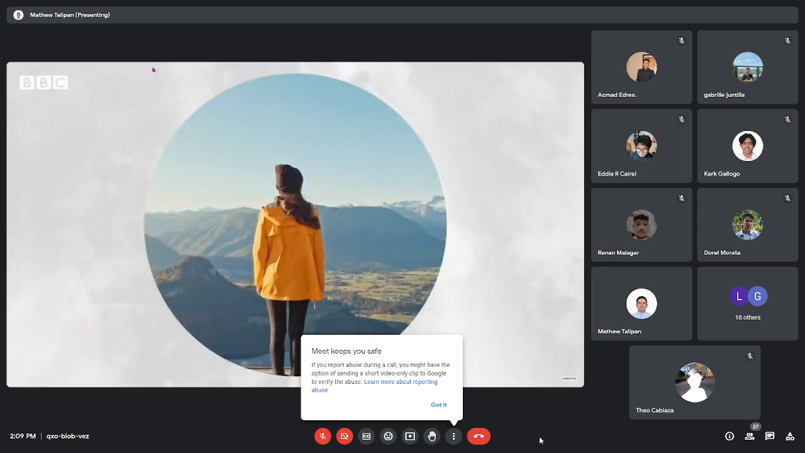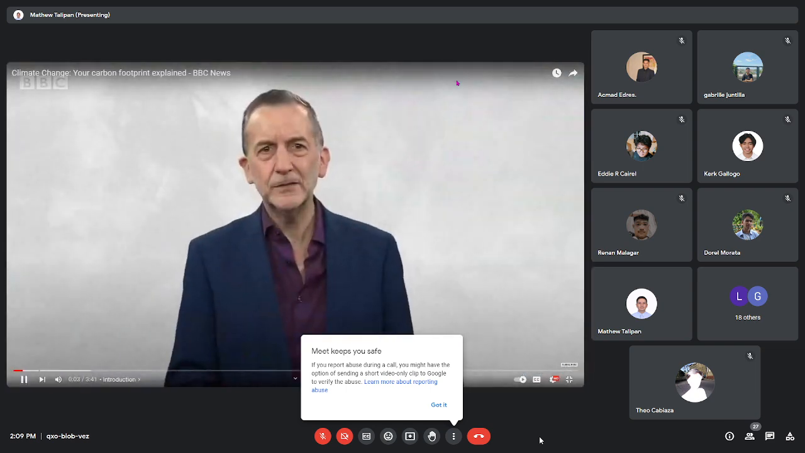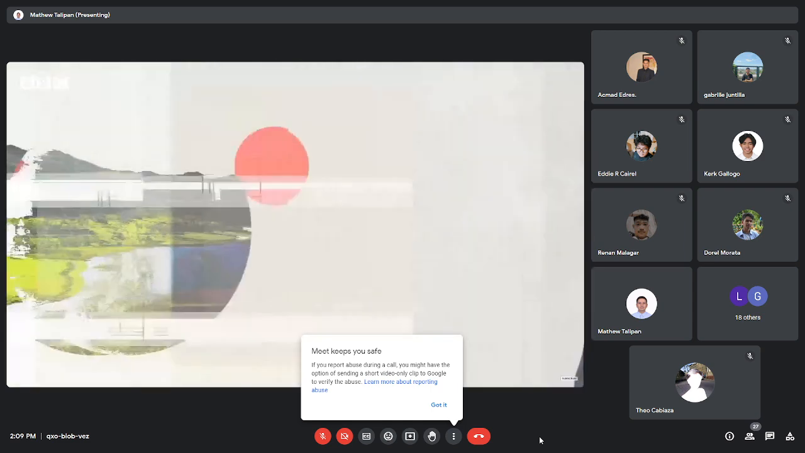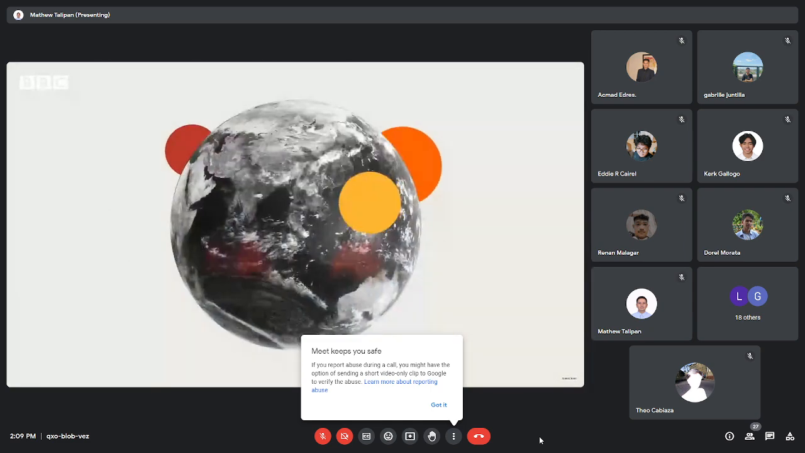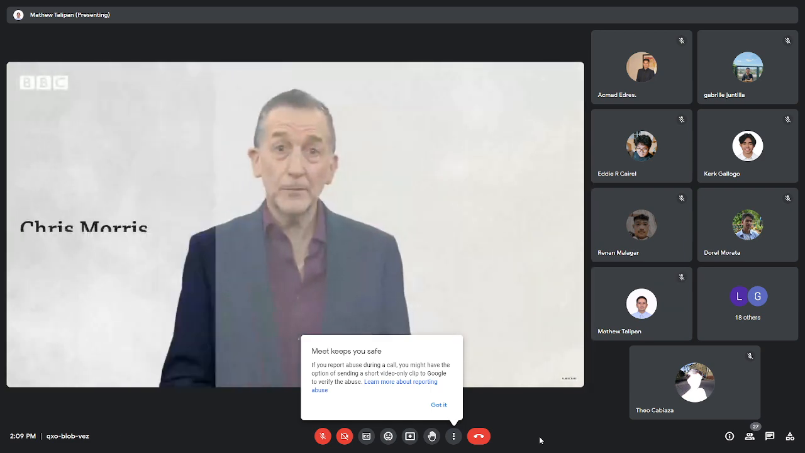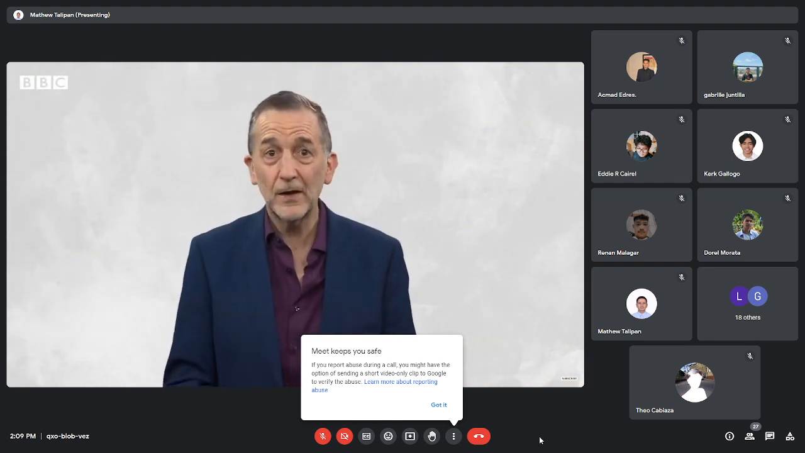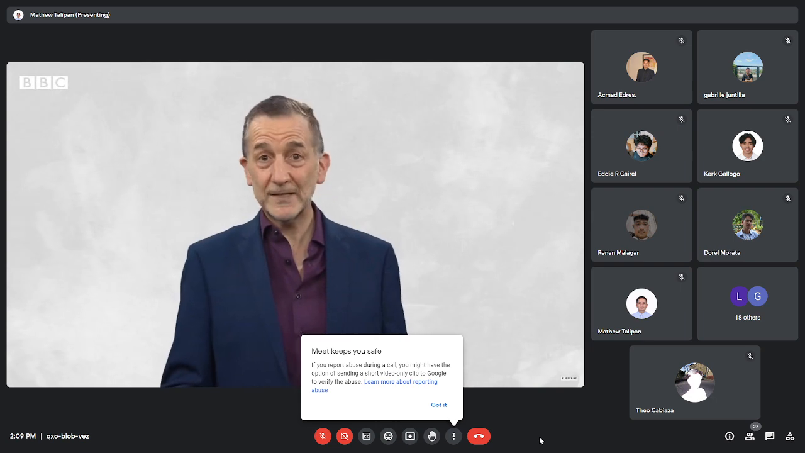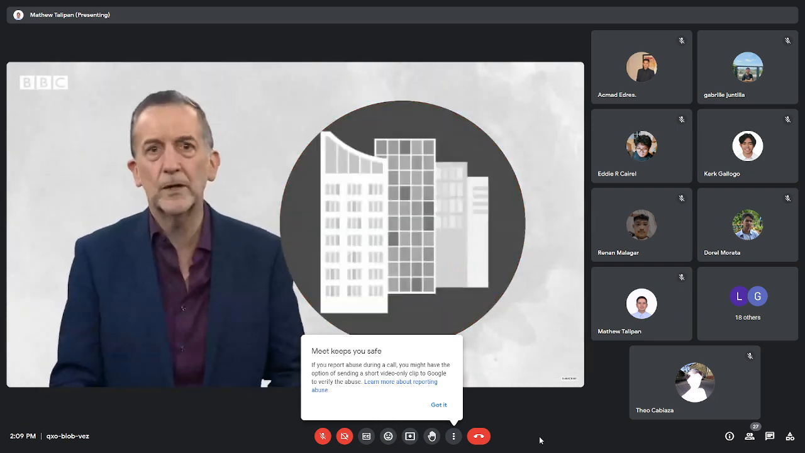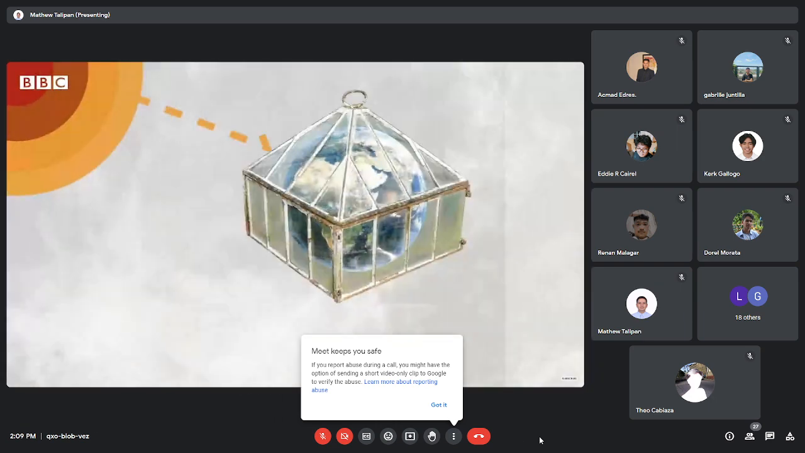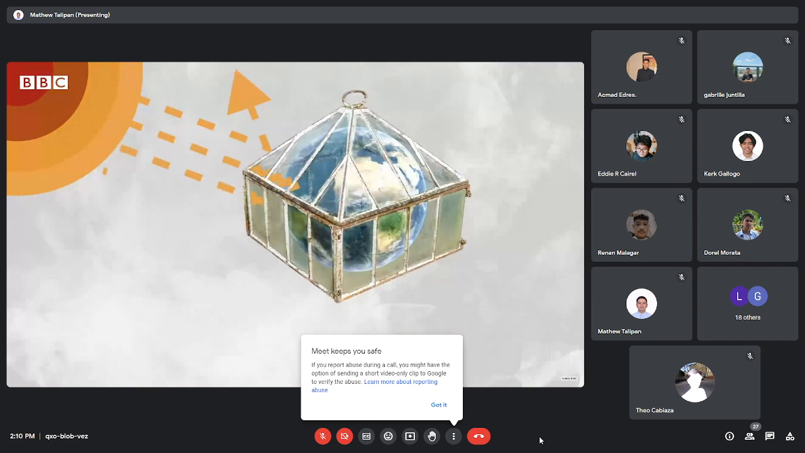You know you should probably reduce it, but what exactly is your carbon footprint? The carbon footprint refers to the total amount of greenhouse gases released into the Earth's atmosphere as a result of the activities of an individual or an organisation. Remember, greenhouse gases trap heat inside the atmosphere, and that's overheating the planet.